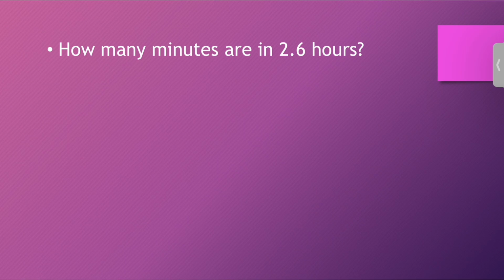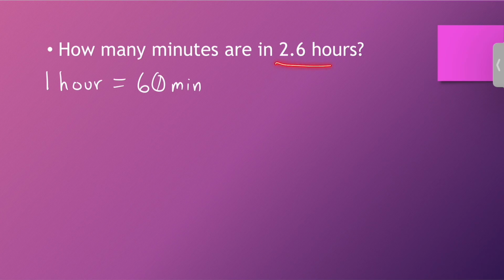So let's give an example of how we would use this. How many minutes are in 2.6 hours? Well, the first thing I need to figure out is what is the conversion factor between minutes and hours. Hopefully this is an easy one where we remember that 1 hour is equivalent to 60 minutes. Now, when we go to do the dimensional analysis, we'll want to set this conversion factor up as a ratio.